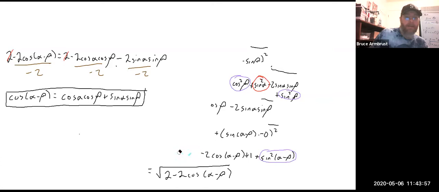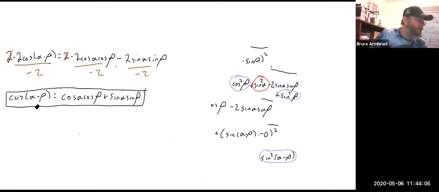So what this says is that if you have two angles that you're subtracting inside the cosine, it turns out you can't just do the cosine of one minus the cosine of the other. You actually have to follow this process right here, which gives us the product of the two cosines plus the product of the two sines.